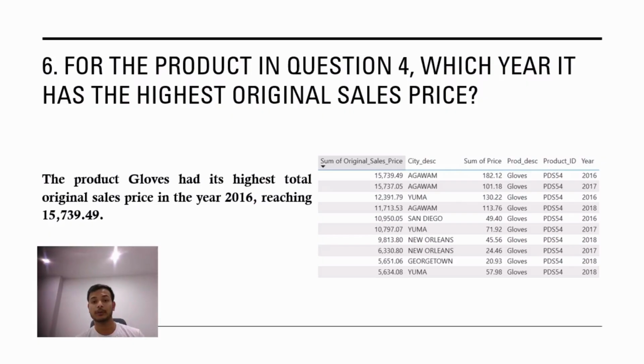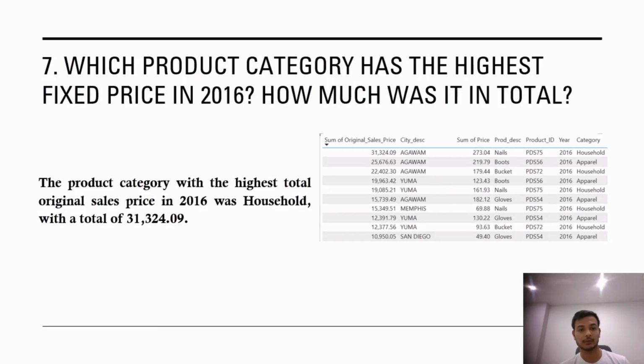question 6. For the product in question 4, in which year did it have the highest original sales price? For this, we filtered the dataset in Power BI to include only transactions involving the product gloves, and the table visual grouped data by year. Sorting the table in descending order revealed that 2016 was the year with the highest sales revenue for gloves, with a total of 15,739.49. Moving into the next question, question 7.